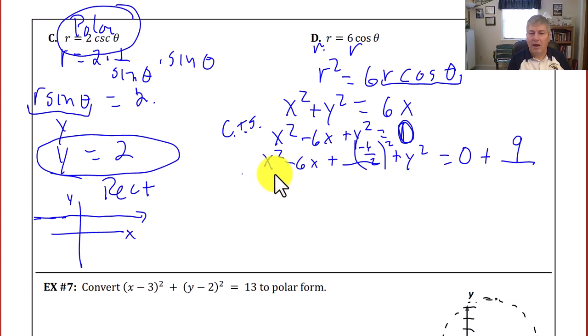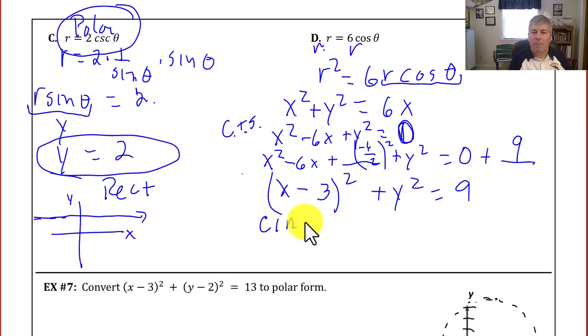Well, this now is a perfect square trinomial, because that's what we do when we complete the square. We complete the perfect square trinomial. So we get x minus 3 quantity squared. If I took this and foiled it or did my pattern, I'd get x squared minus 6x plus 9, plus y squared equals 9. So now I have a circle with a radius of 3 that is centered at 3, 0.